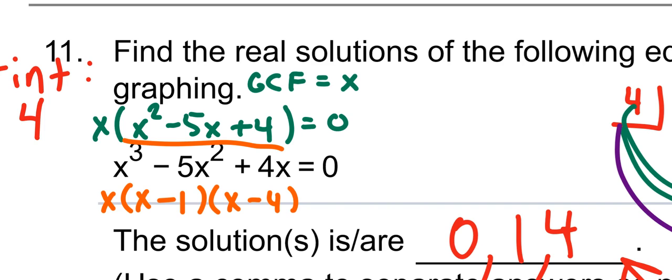There was no reason, and that only worked because there was a greatest common factor of X that I could pull out. Look on this paper and find another one that looks like number 11. Number 14.